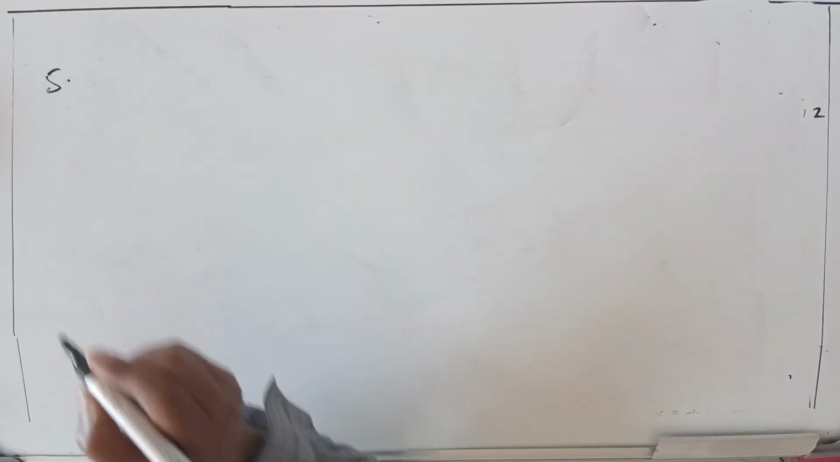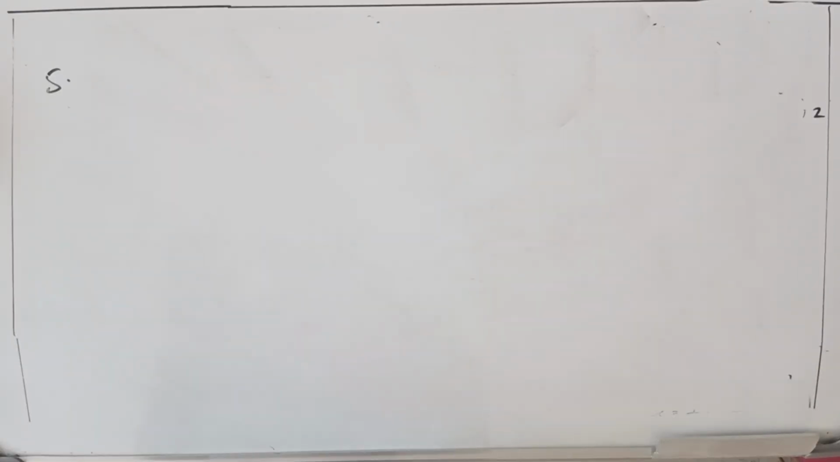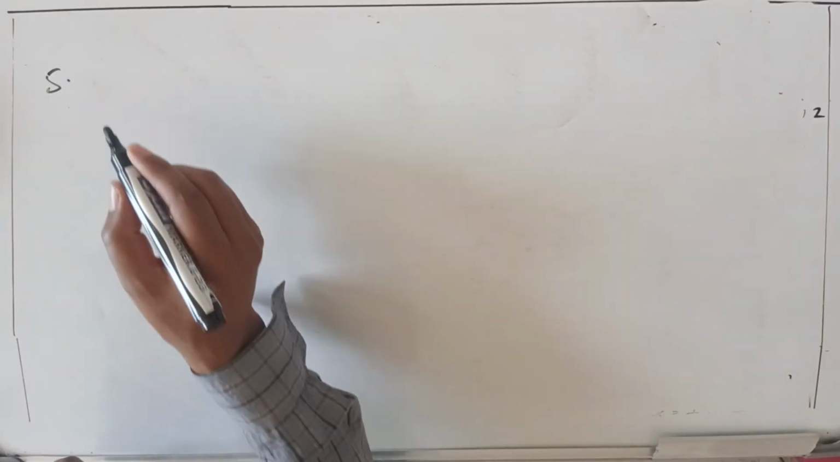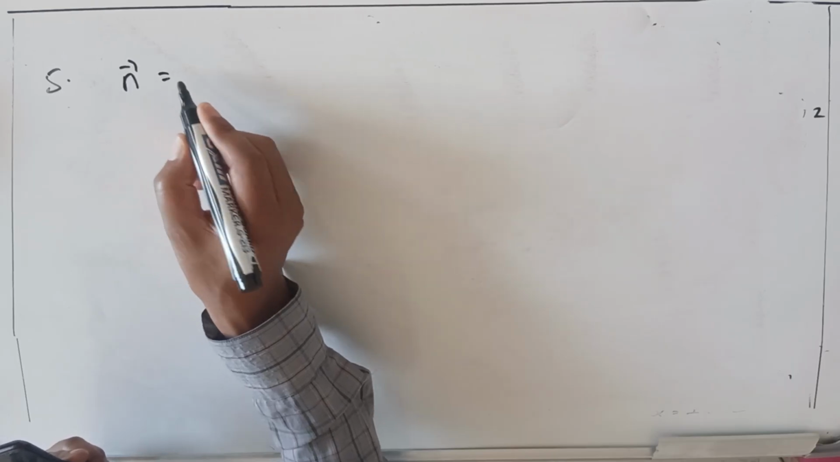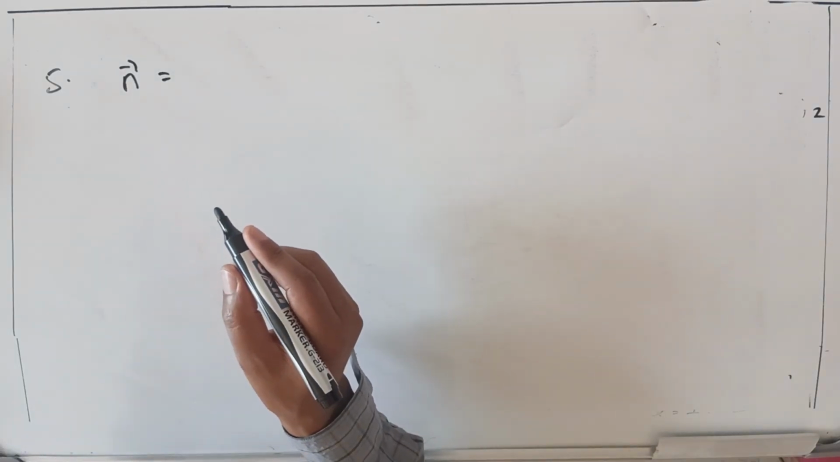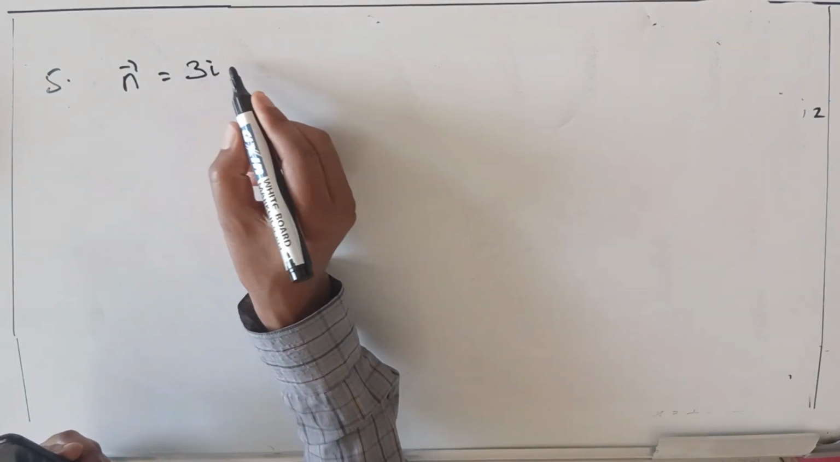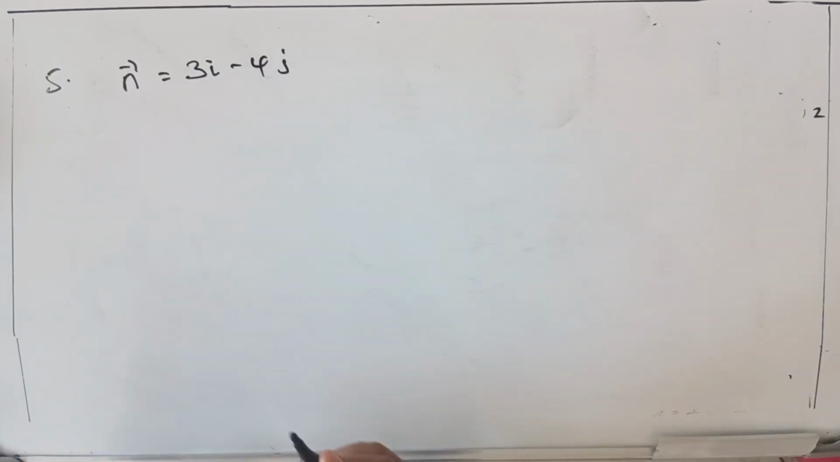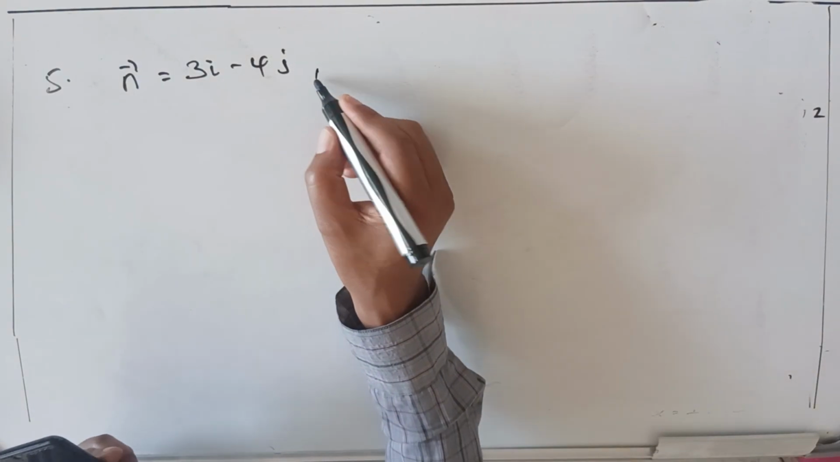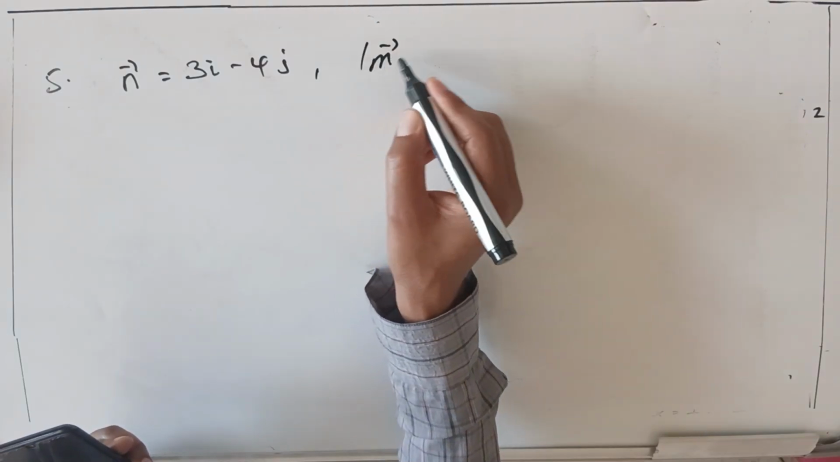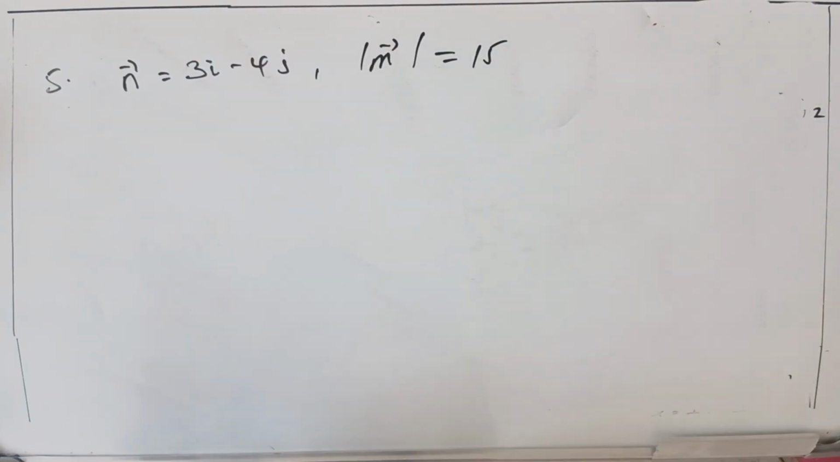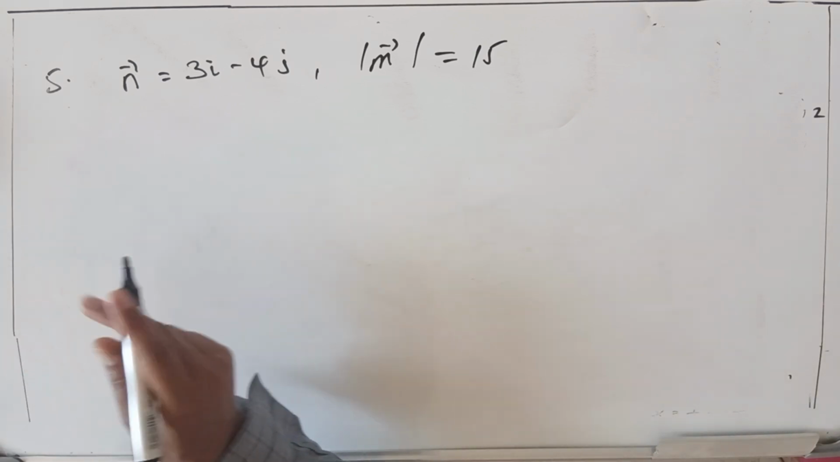Okay, question number 5. Find the vector m that's parallel to vector n. Vector n is given, which is 3i minus 4j, and m has a magnitude of 15 units. Our aim is to find the vector m whose magnitude is 15 units and which is parallel to vector n. Again, we'll apply the same technique as in question number 4.